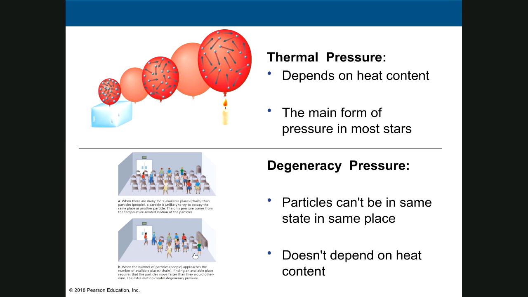All right? It says, unfortunately, this is only half true. It says particles can't be in the same place at the same time, or can't be in the same state in the same place. This is half true. So if we want to be a little more accurate here, we want to cross off particles, and we want to say fermions. Fermions can't be in the same state in the same place. Bosons can be. We don't want to talk about bosons, but we want to be accurate. And this doesn't depend on heat content. This is an internal quantum property.